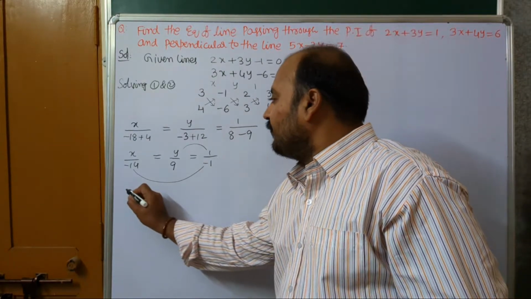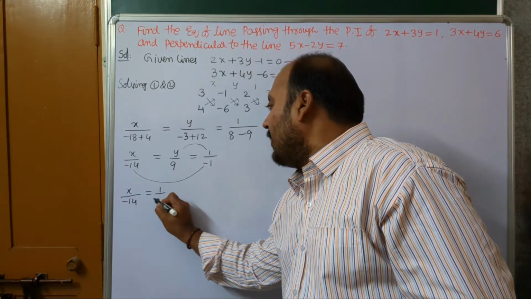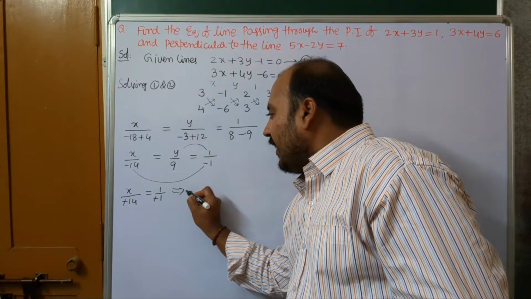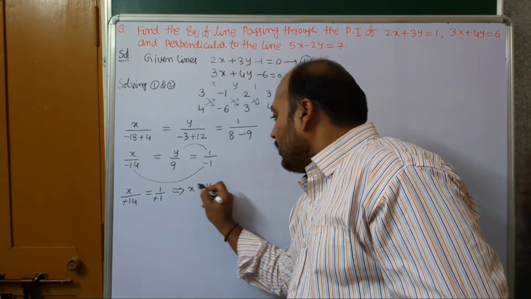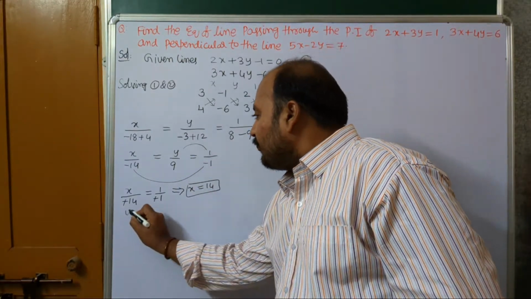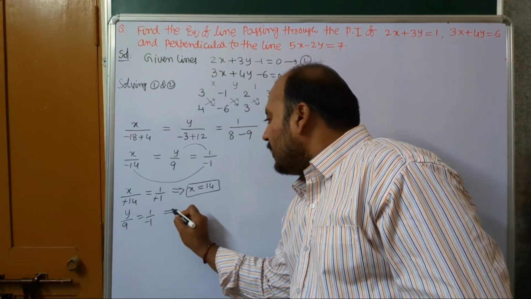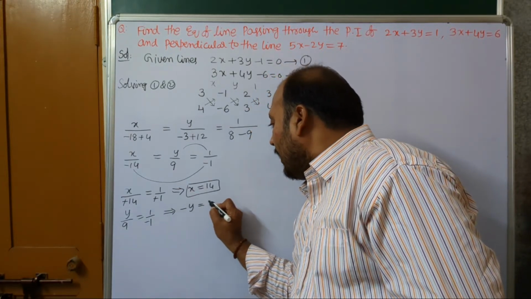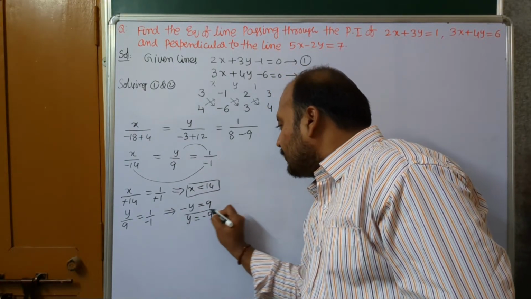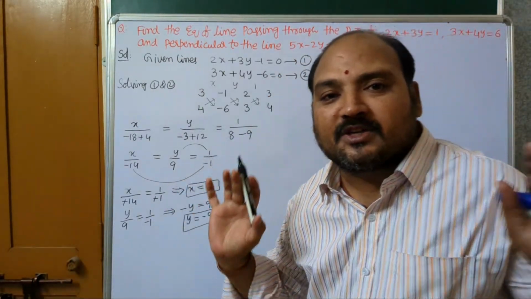See how it is. x by minus 14 is equal to 1 by minus 1. Both minus signs cancel, and cross multiplying, x is equal to 14. I hope you understand. Next, y by 9 is equal to 1 by minus 1. Cross multiply: minus y is equal to 9. So y is equal to minus 9, multiplying on both sides by minus. Till this step you will get 2 marks, dear students.